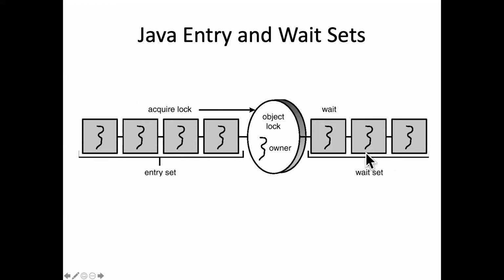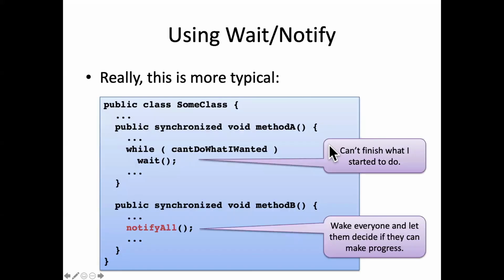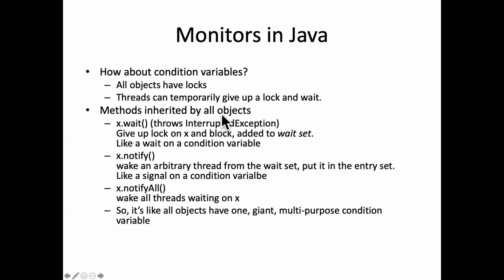The wait set, those are the threads that already got into the monitor, but they couldn't finish what they were trying to do. They got in, they looked at the state of the monitor, and they said, oh, I have to wait for some other thread to do something. So they called wait on the object, and they went in the wait set. And they're going to stay there until, backing up a couple of slides, .wait puts you in the wait set. You give up the lock on the monitor.